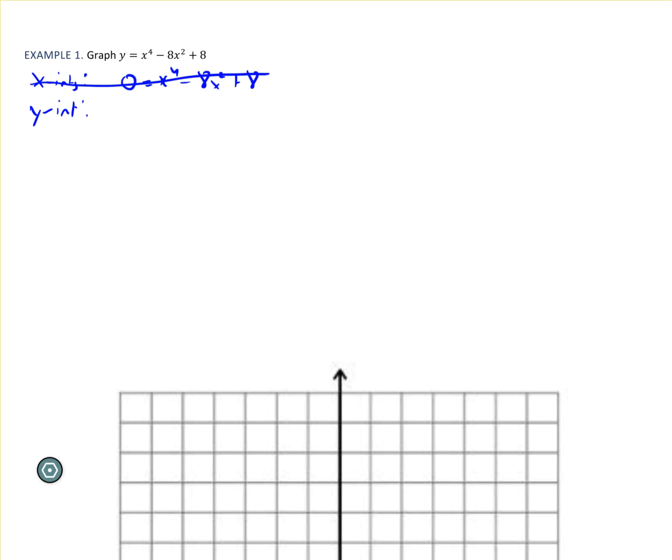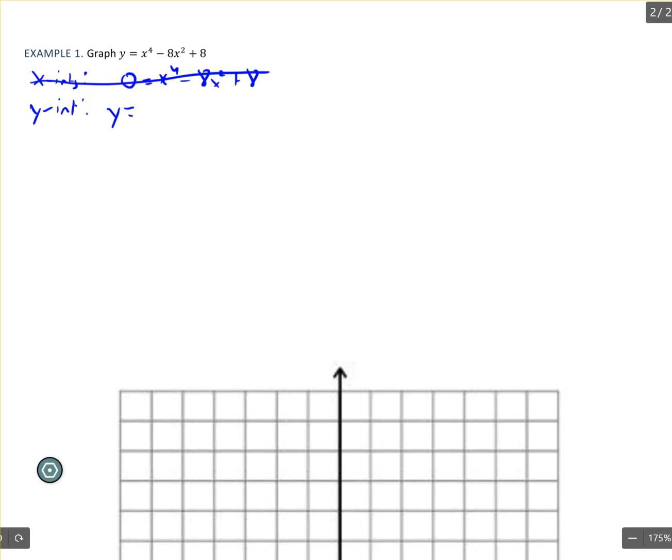The y-intercept though, we should always be able to do that. That's y equals, and you plug in 0 for x. So I get y equals 8. So (0, 8) is my y-intercept. All right, now we need to take the derivative. So y prime. We're going to find the critical numbers.